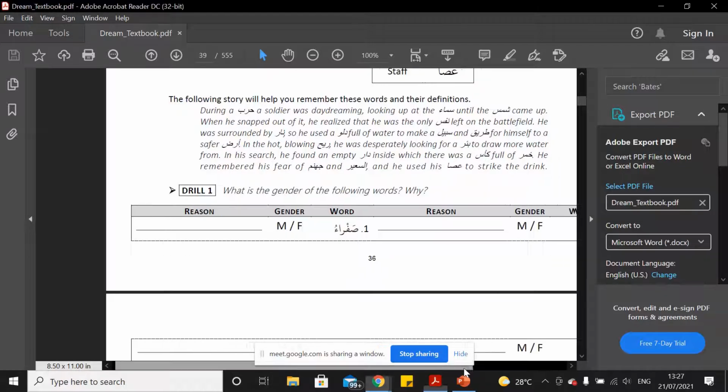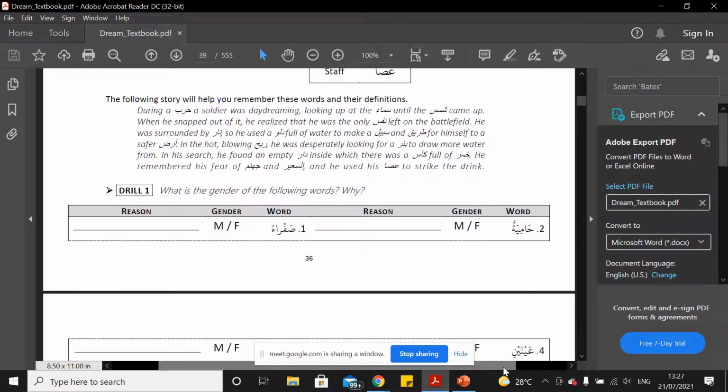Sisters, can you see my screen now? Yes, I can read it now, inshallah. Okay, please. Oh, you should have reminded me. Oh my God. Okay, come on, read it.